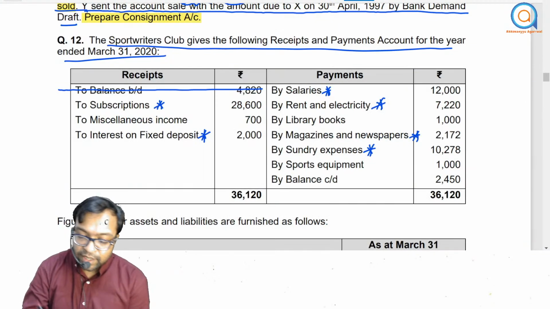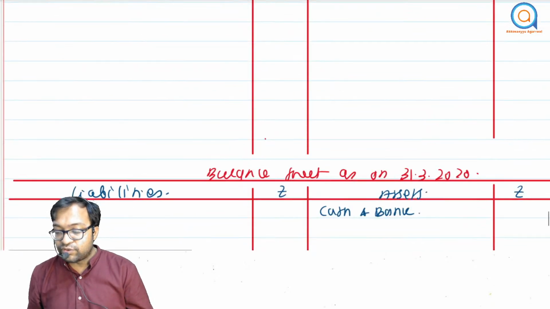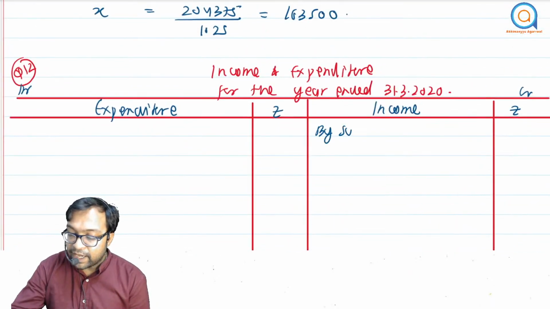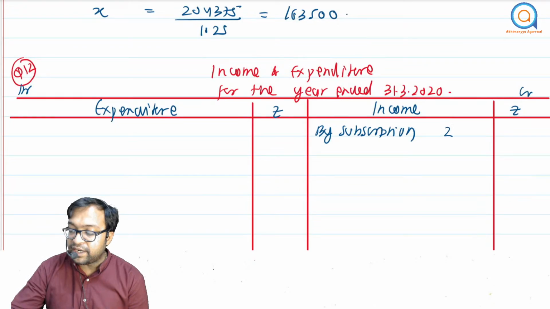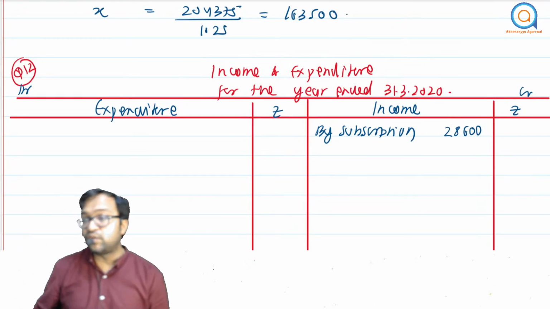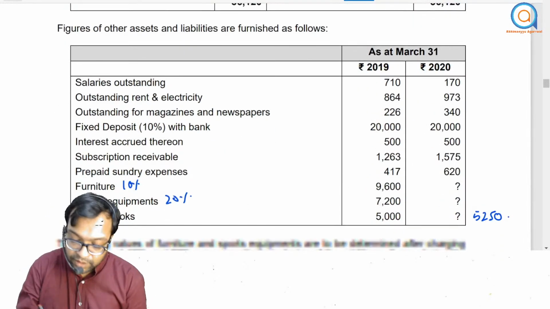It's okay. Next, subscription 28,600. So I should go to my income and expenditure, income side, and write by subscription. And the amount is 28,600. Write it in inner column because there is certain adjustment. Sir, what is the adjustment? Show me. See, I am reading the adjustment for you.